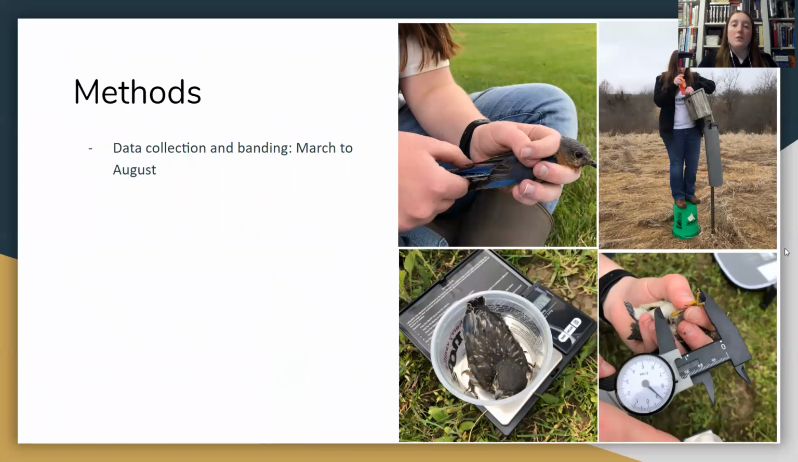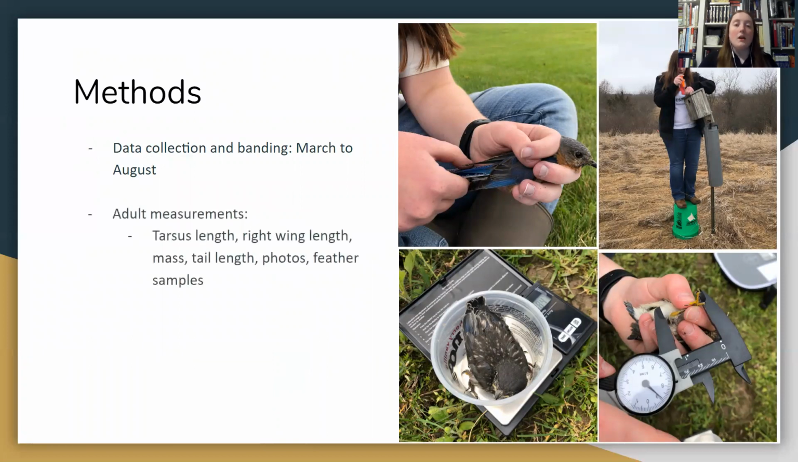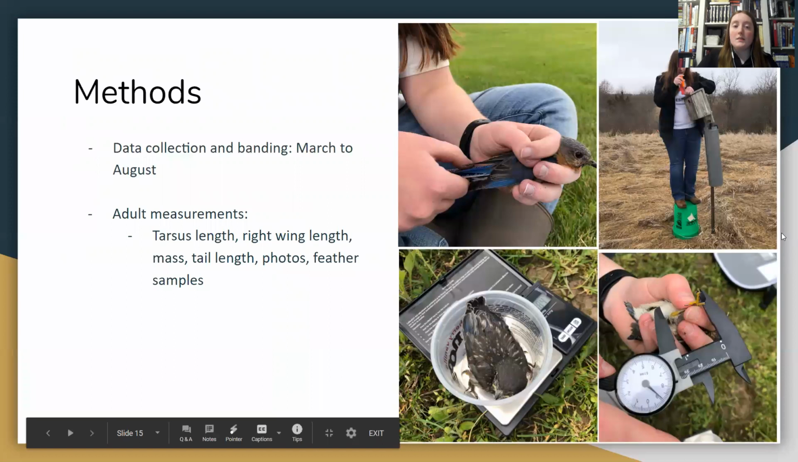Data collection and banding was done from March to August. The adults were captured and banded once their eggs had hatched, and measurements were taken of the tarsus length, which you can see in this photo, right wing length, which you can see here, mass, and then tail length, and photo and feather samples were taken as well.